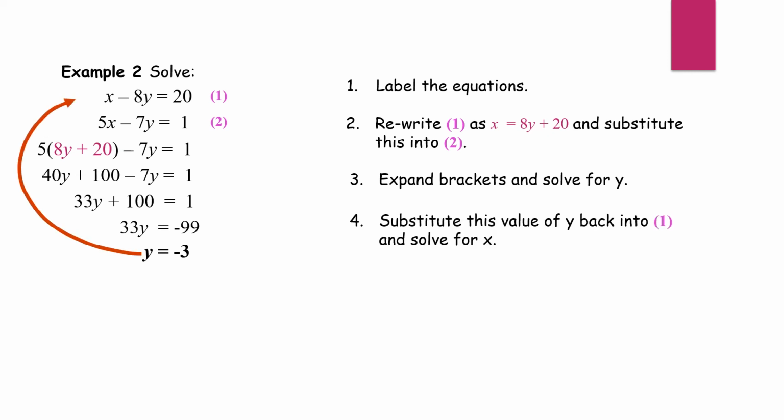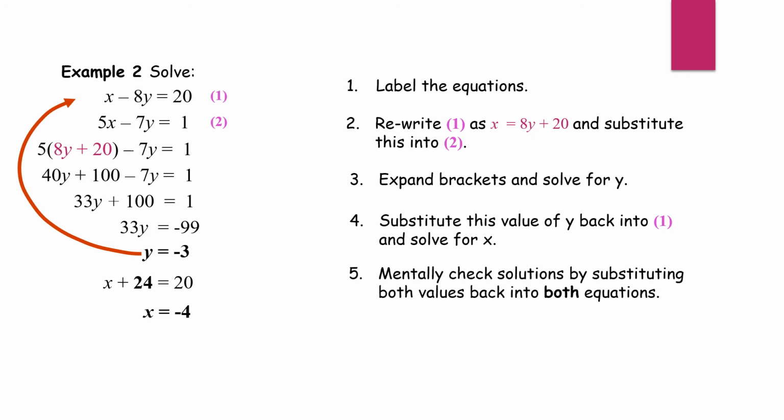Now we need to substitute this value of y back into 1 and solve for x. So we're going to get x minus 8 times negative 3, which gives us positive 24. So we're going to have x plus 24 equals 20. And we're going to take away 24 from both sides to get x equals negative 4.